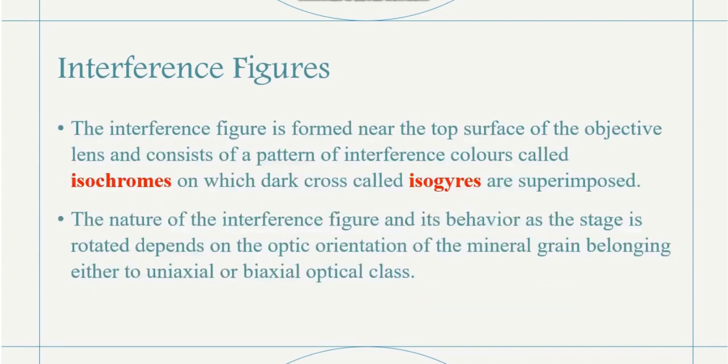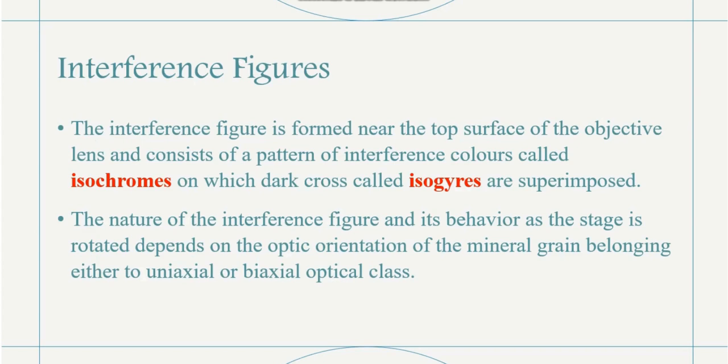All right, so for you to understand the interference figures, you need to understand melatopes, isochromes and isogyres. The interference figure is formed near the top surface of the objective lens and consists of a pattern of interference colors called isochromes. I'll show you with figures what we are really talking about, and then we also have a dark cross, which we call isogyres.